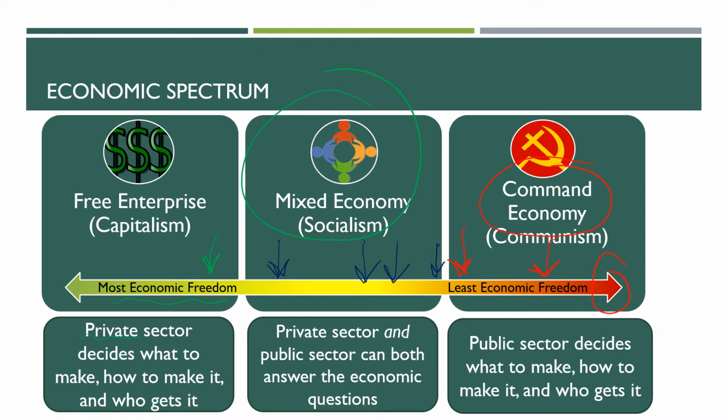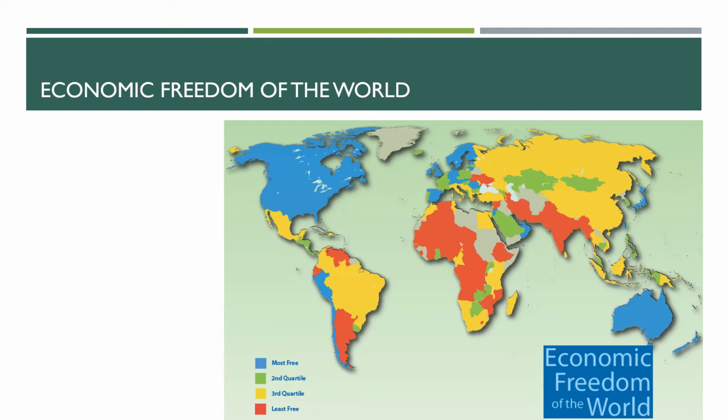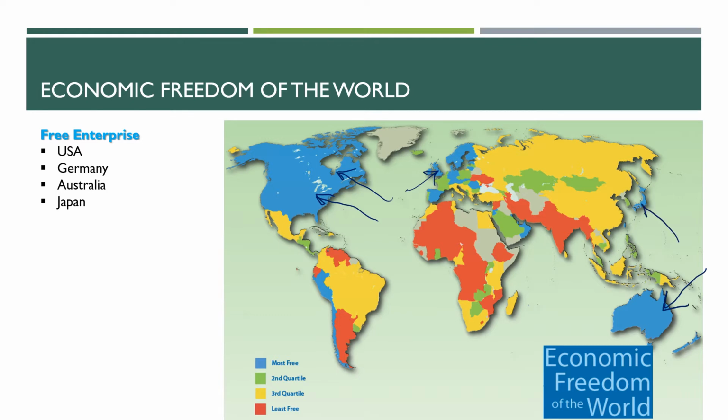Now, here's a cool way to visualize this. Let's take a look at a world map and see where the free enterprise countries are, where the command economies are, and where the mixed economies are. On this world map, you can see that the countries that are blue, like for example the USA, or Canada, or Britain, or Australia, or Japan, are what we would call free enterprise. They tend to be the most free economically. If you look at our key down here, you'll see most free.